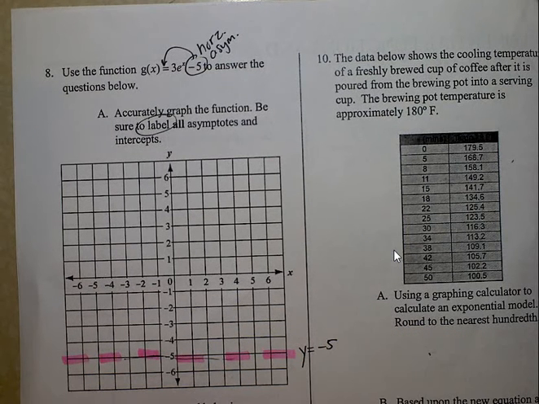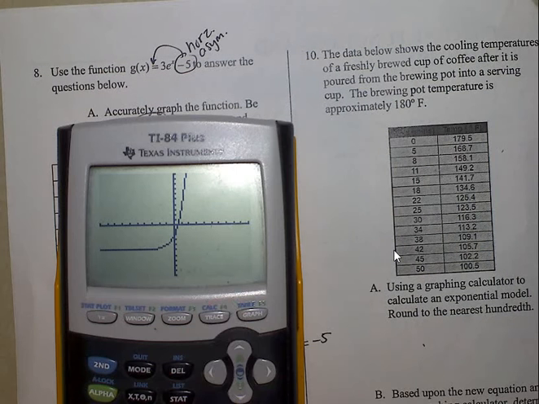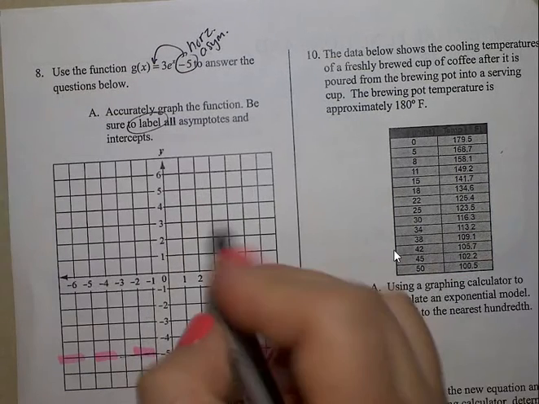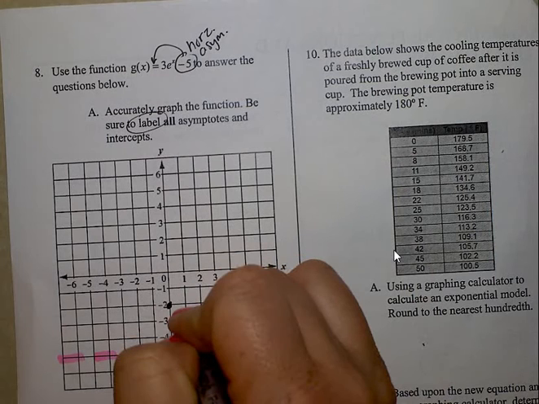Now this is where it gets easier initially. On everybody's calculator, when you press trace one time, automatically it will show the y-intercept. For this problem, it is at 0, -2. So go to 0, -2 and make a dot and label it.